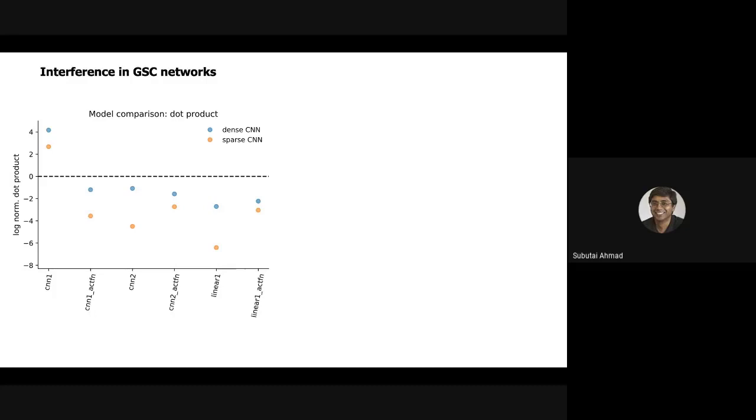And you can see that right after the first activation function, the dot products drop. But for the sparse CNN, the dot products are at least 1 or 2 orders of magnitude lower than the dense networks. And that again shows that with sparse networks, these vectors are much less likely to interfere with one another.